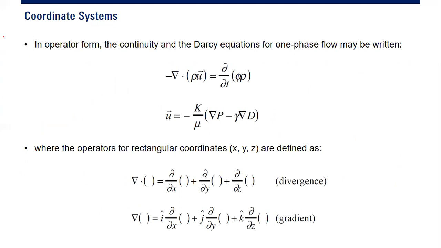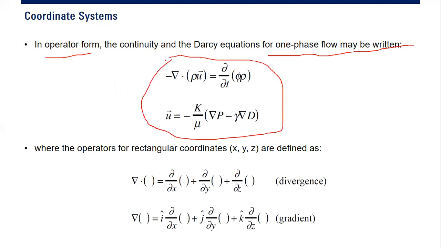In operator form, the continuity and Darcy equation for one phase flow system may be written like this. It's for a three-dimensional system. We use this operation. So there will be like this. It's for gradient. And then if you use this one, it's Laplacian, if I'm not mistaken. Laplacian. But if this looks like this, it's pressure gradient, dP. Right now, it's not very important for us.